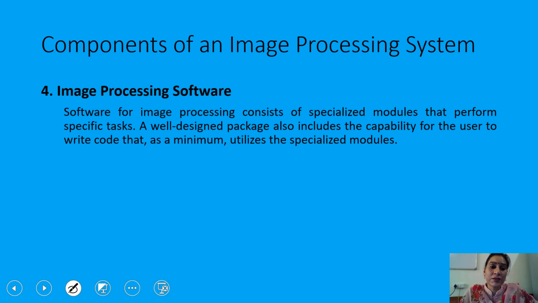Then image processing software. Software for image processing consists of specialized modules that perform specific tasks. A well-designed package also includes the capability for the user to write code, as a minimum utilizing the specialized modules. In software, we are having the codes specific related to the image processing.